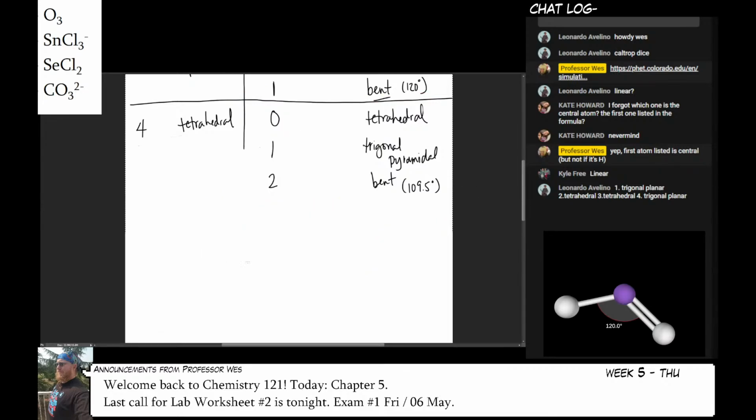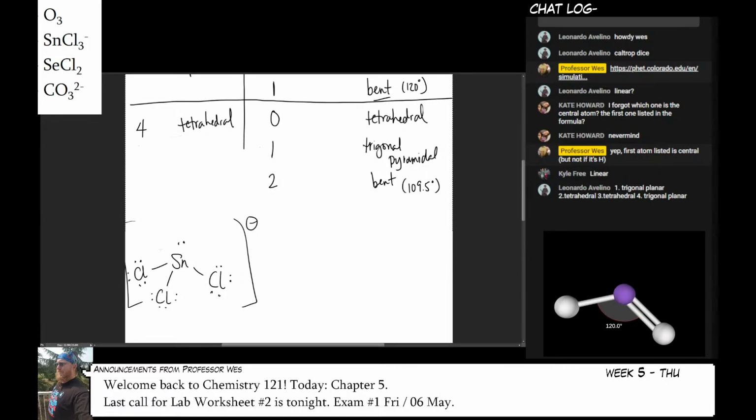We've got SnCl3. Wait a second, I thought tin was a metal. Sorry, I'm drawing my structure here before I answer that. Tin is actually close enough to the nonmetals that we can use it in this way. And then it's negative, so I've got to put this minus charge on it. There we go.